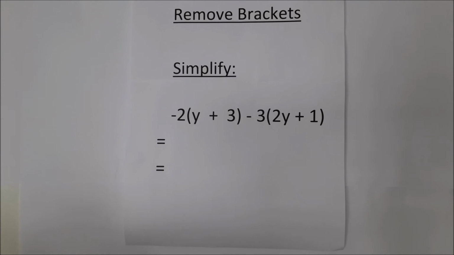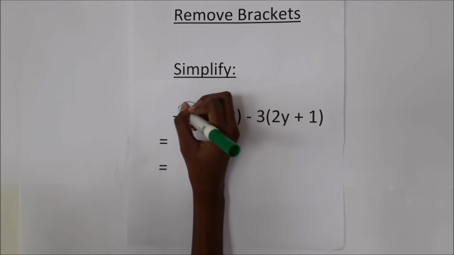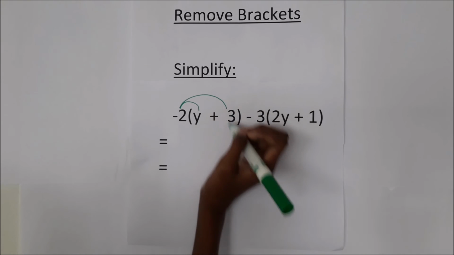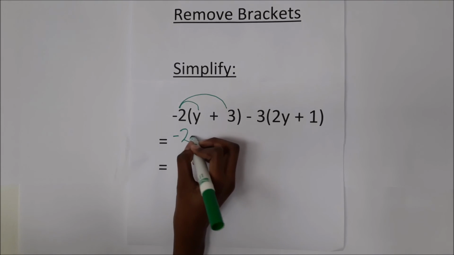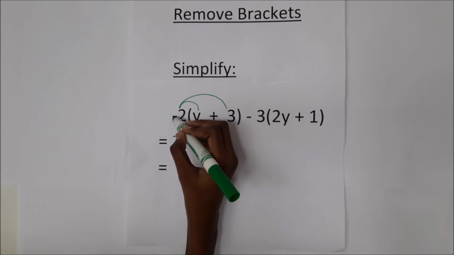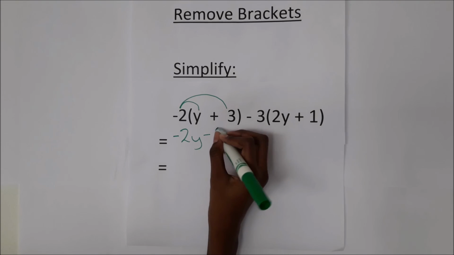Okay, last one. Let's see if you can get it correct on your own. Go ahead. Simplify. Negative 2 open bracket y plus 3 close bracket minus 3 open bracket 2y plus 1 close bracket. Multiply negative 2 times y and negative 2 times positive 3. Negative 2 times y is negative 2y and negative times positive is negative and 2 times 3 is 6.